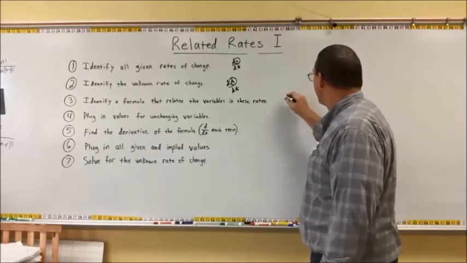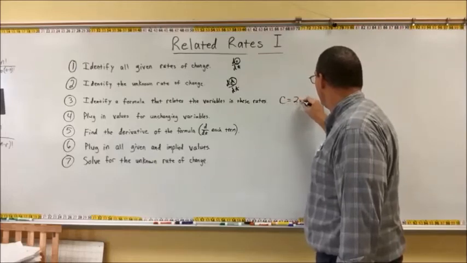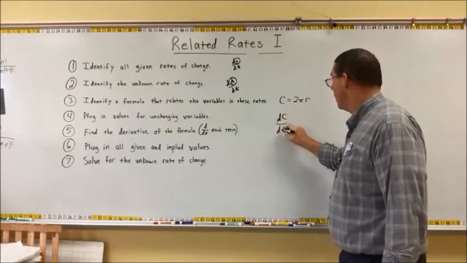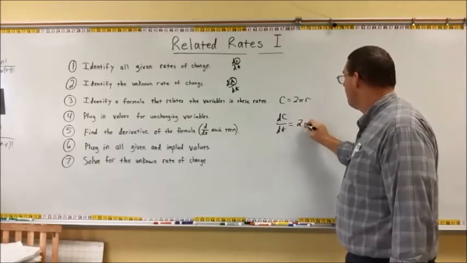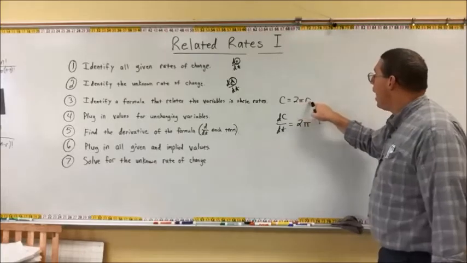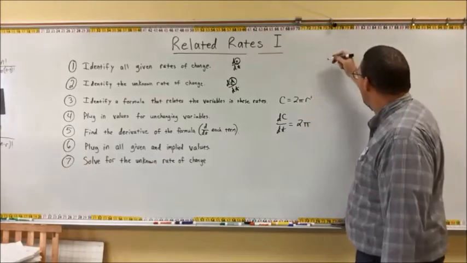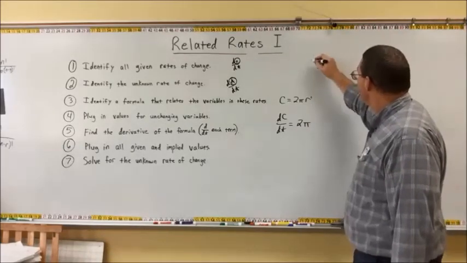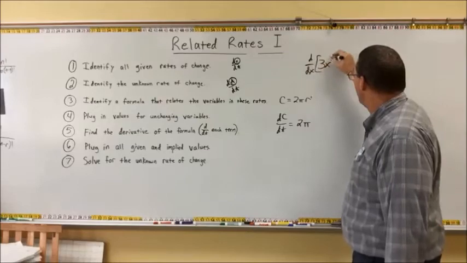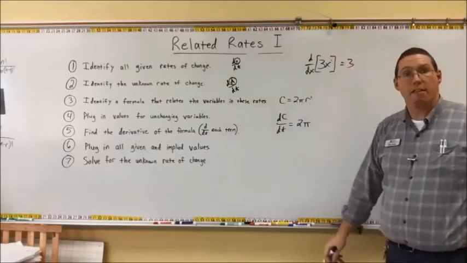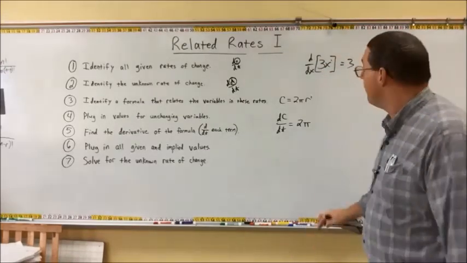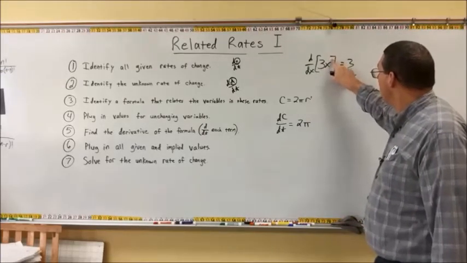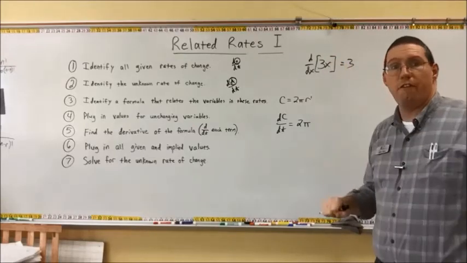Let's say that we had the circumference formula. Let's say we had C equals 2 pi r. Well, the derivative of C is dC dt. The derivative of 2 pi r is 2 pi. Remember, 2 pi r, this is r to the first power. What's the derivative of 3x to the first power? Isn't the derivative of 3x to the first power just 3? Didn't you learn that? That's the power rule, right? That the derivative of a coefficient times a variable to the first power is just whatever the coefficient is.